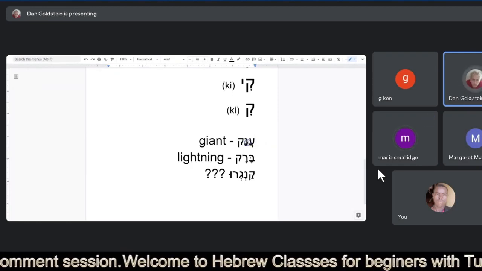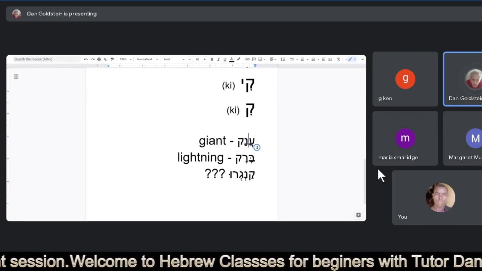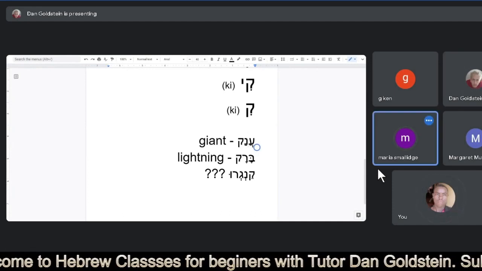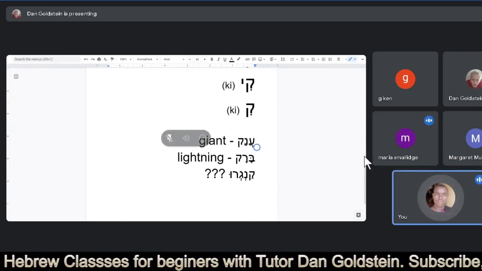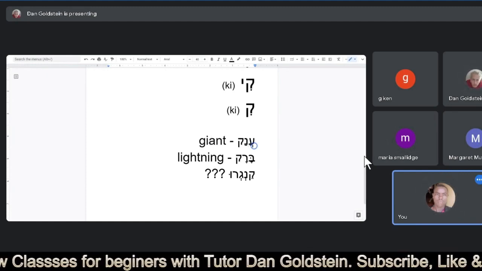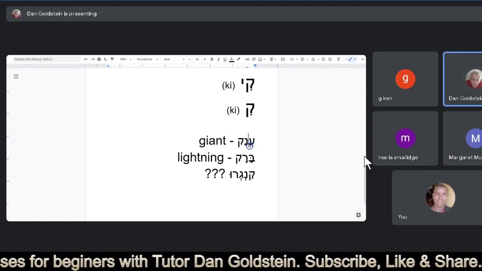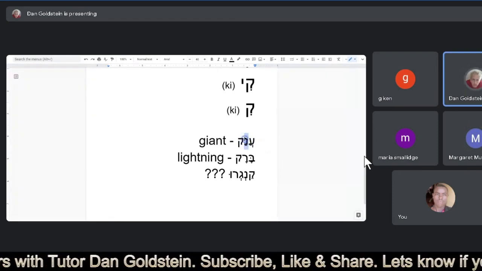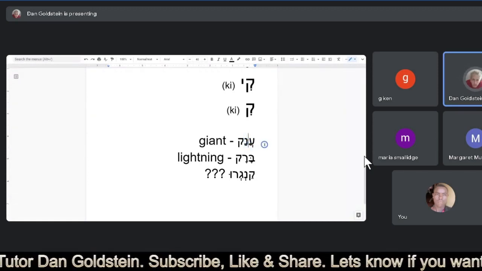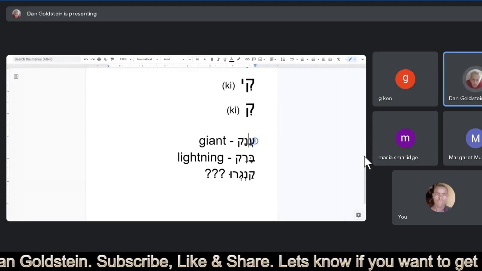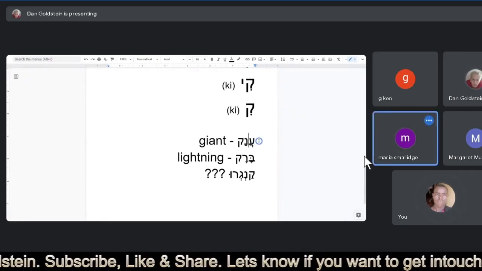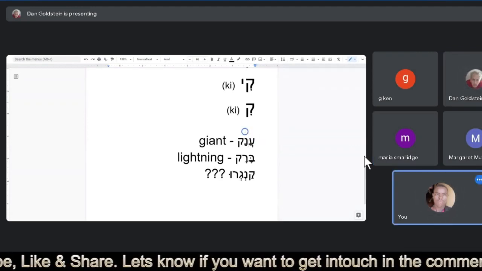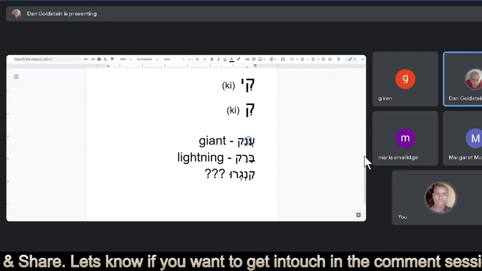Right. Now this next letter, I think, Joseph, I think the script is very confusing on the nun. It is anak, correct. But I'm saying this nun on the computer doesn't look like the nun we're used to, and it almost looks like a kaf. You know what I'm saying? But a kaf is smooth.